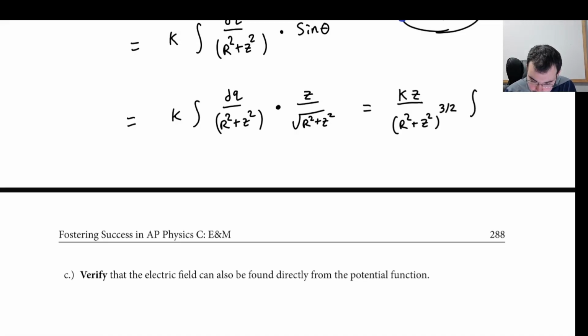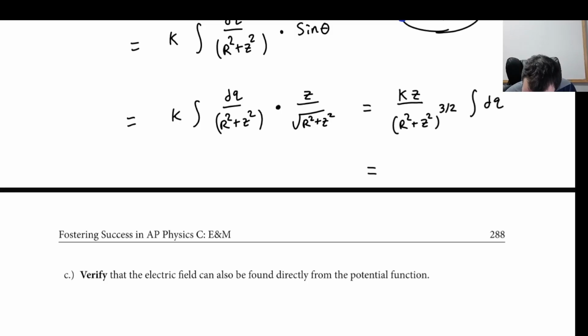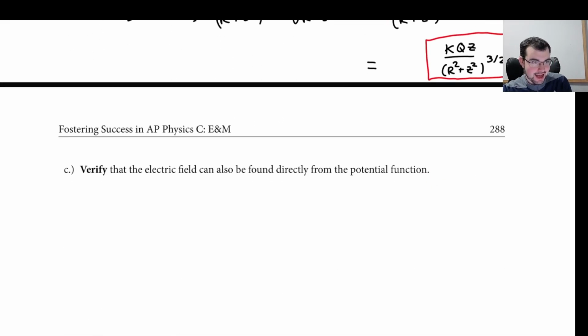And then the only thing that's left in the integral is dq. So it's the same idea. I just add up all the q's and I get q back. So I get kqz over (r squared plus z squared) to the 3 halves. And this should kind of look familiar. This is almost that problem we did with 2 charges symmetrically placed along the axis.